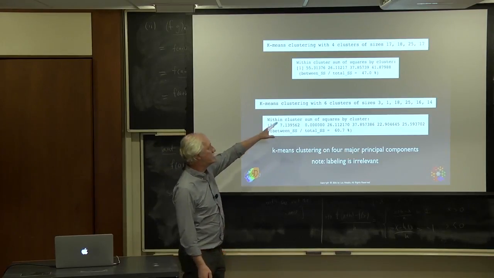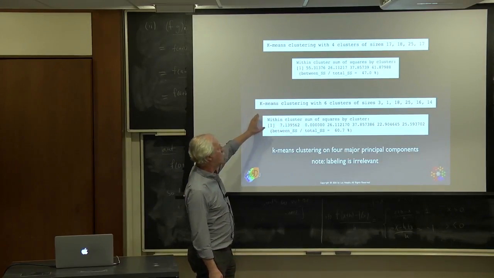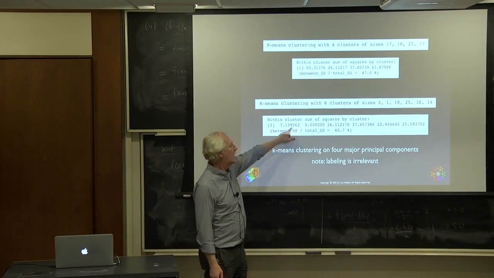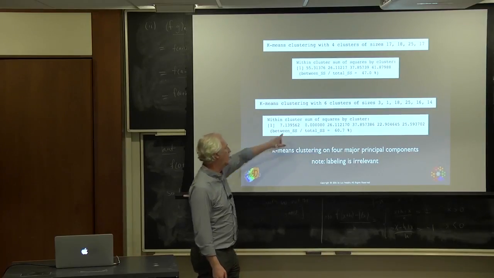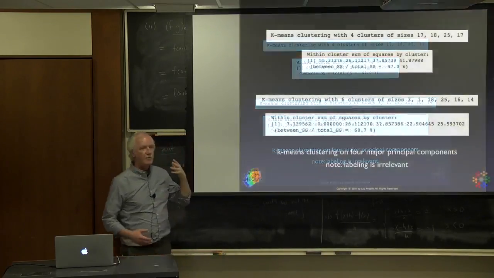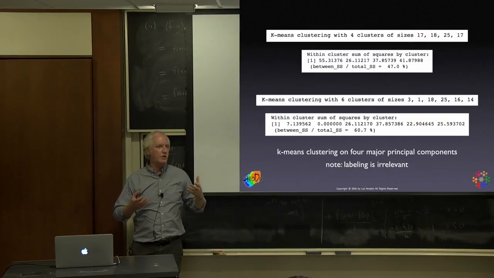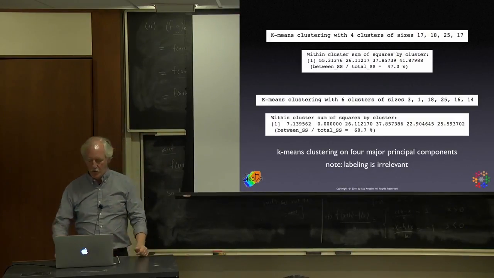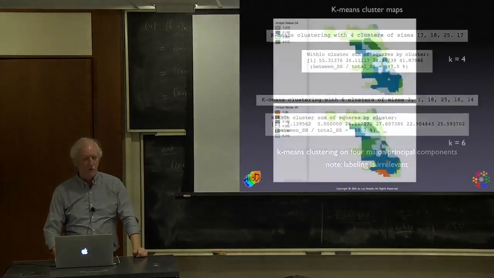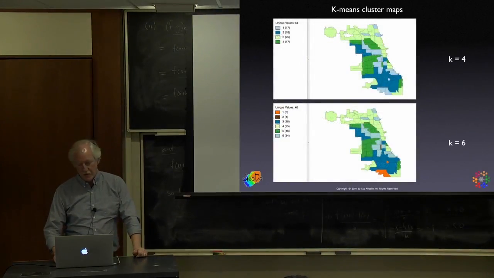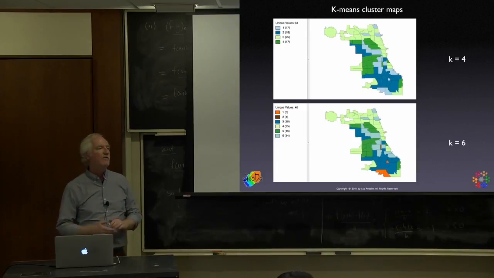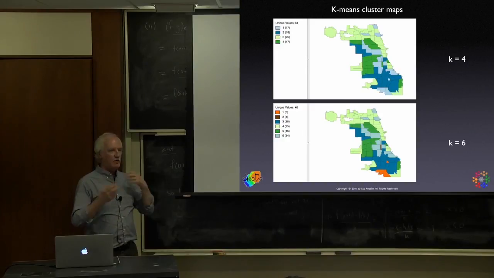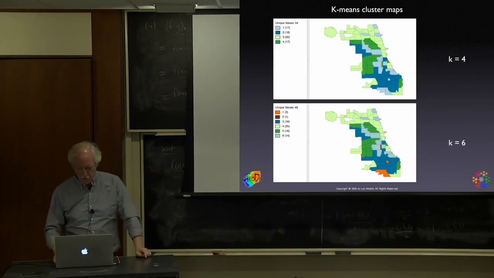Now we go to 6, and then with 6, of course, one of them is a singleton, so its within sum of squares is 0. And then we do a little better in terms of the overall share, but having singletons is not a good clustering outcome, so you really ideally don't want this. And then, of course, you can map them and see where they are. They are somewhat similar to what we found with the hierarchical clustering, but there are some differences. If you have time, you can look at the map. And in the lab, you'll be doing this stuff.